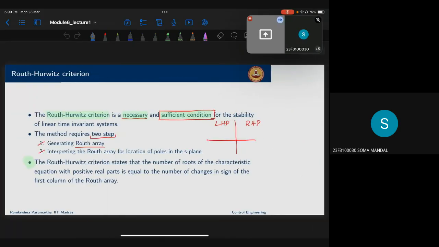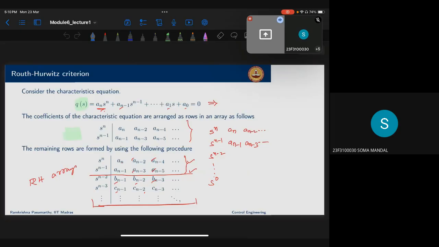Okay. So now let us start this RH criteria. In RH criteria, the first condition is the necessary condition: all those coefficients must be positive. Then we will find the sufficient condition. Is this clear? So if a characteristic polynomial Q of S equal to 0 is given, the first condition is all coefficients must be positive. Then the second condition is we'll find that sufficient condition. So it has two steps.